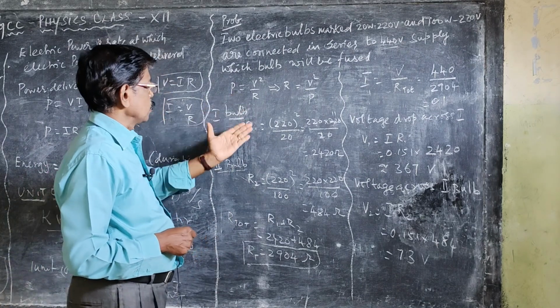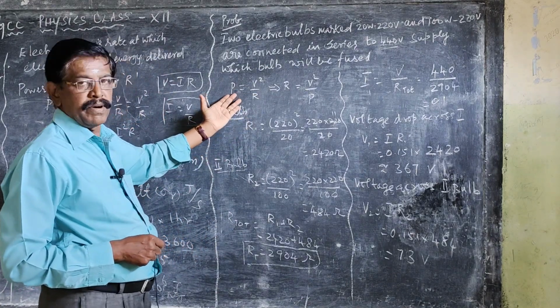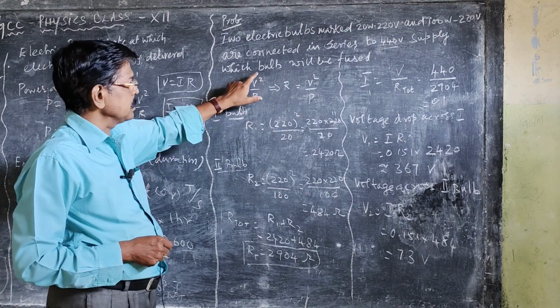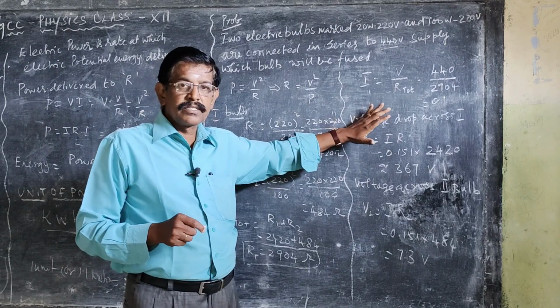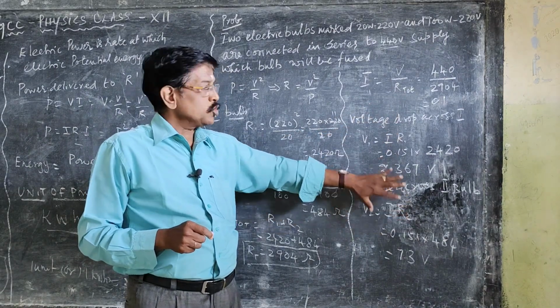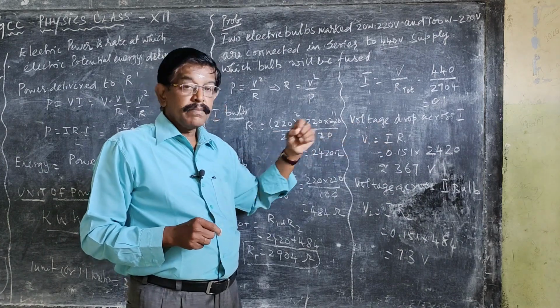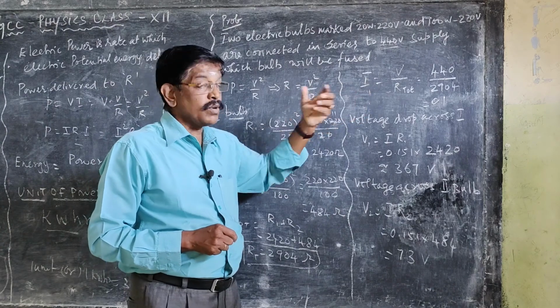Right, the solution, see here. What is the formula? Power equal to V square by R. To find which bulb will be fused, first you have to calculate voltage drop across the first bulb, voltage drop across the second bulb. So to find the voltage drop, what do we need to know? First we need to know the current in the circuit. To find the current, what is the total resistance?